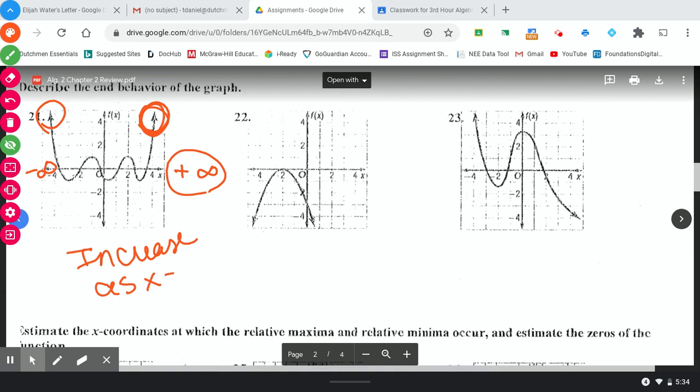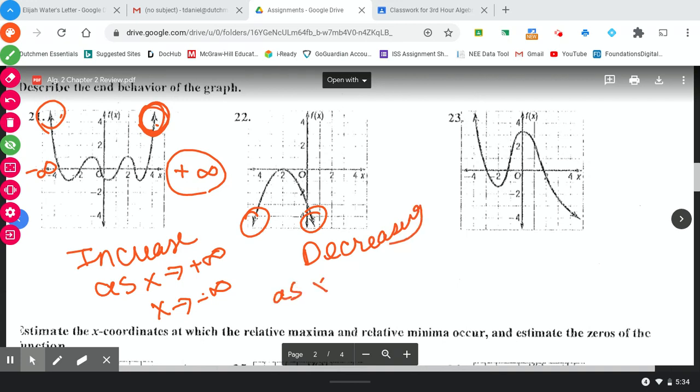as x approaches positive infinity, but it also increases as x approaches negative infinity. So both of them, it's increasing on both sides, positive and negative infinity. And this one, it's both decreasing, isn't it? So this is both going down, decreasing as x approaches both positive infinity and negative infinity. Okay, so it's decreasing as x approaches both positive infinity over here and negative infinity on this side.